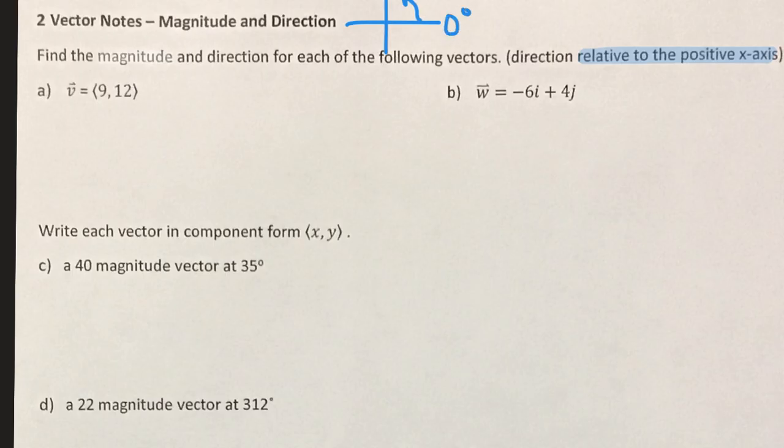Okay, that's important to remember because sometimes 0 is due north, and due north is the positive y-axis. But for vectors, as we state them, without them being bearing problems, vectors have 0 degrees as the positive x-axis. Okay, so let's look at some things that we're asked to do.